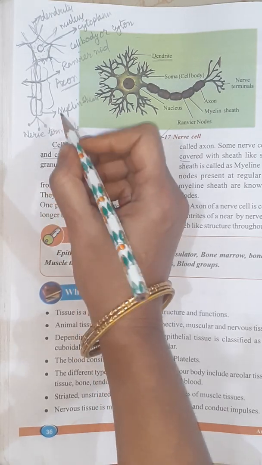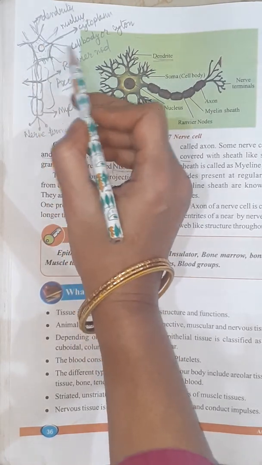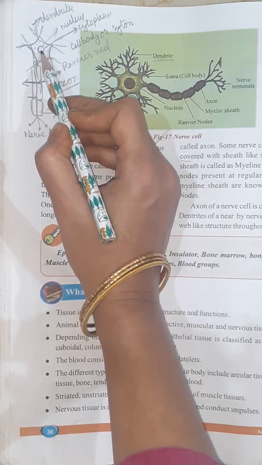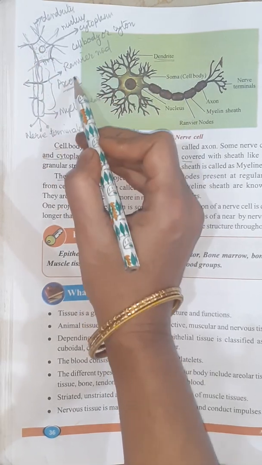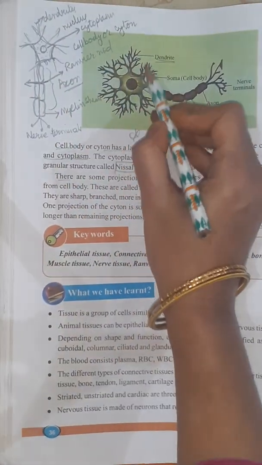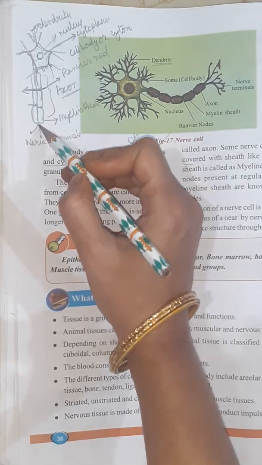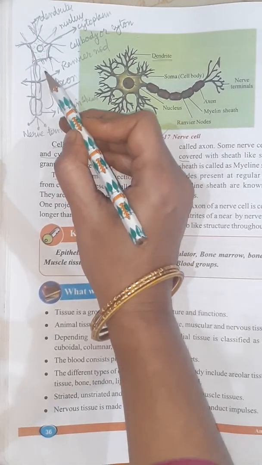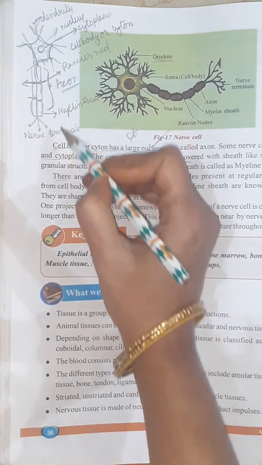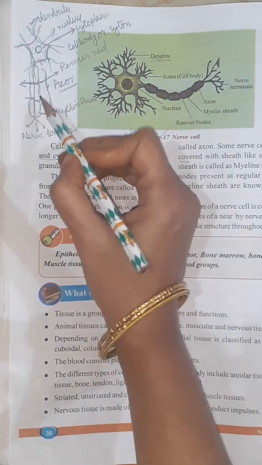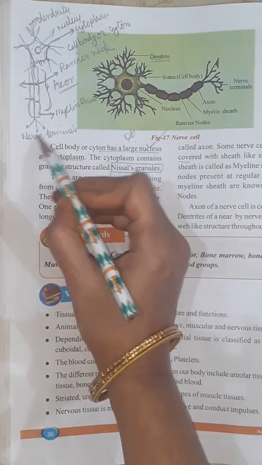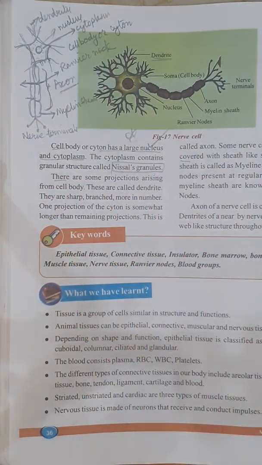Now again I am describing this: this is the cell body or cyton. In the cell body you have cytoplasm and a large nucleus. In the cytoplasm you have granules called Nissl's granules, and these branch-like structures are called dendrites. One of the long dendrites is called the axon. This whole one is the axon. Some of the axon is covered by the myelin sheath. In between the myelin sheath you have Ranvier nodes, and this is the nerve terminal or nerve ending.